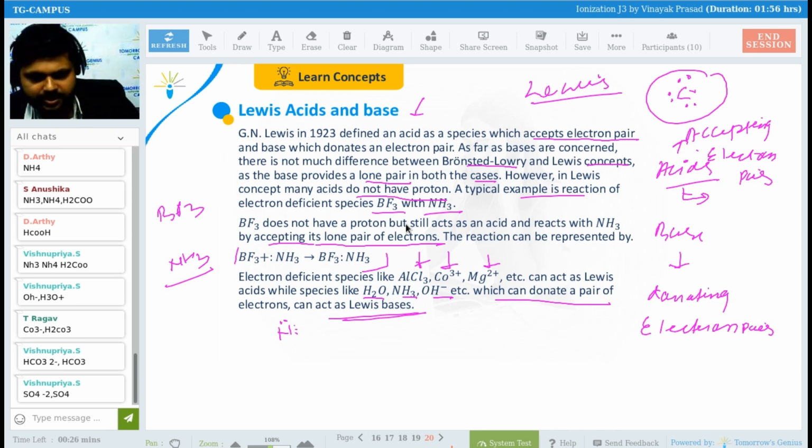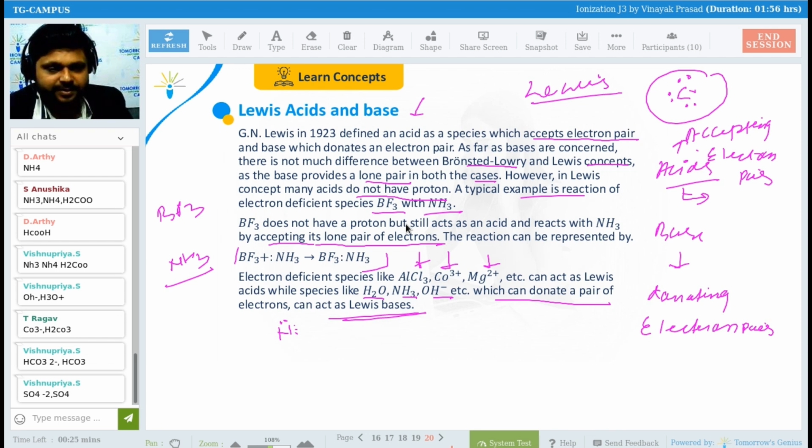So what we can say about this? One will be donating their electron pair, and one will be accepting the electron pair, right? So if it is accepting the electron pair, then will it be an acid or a base? If you accept, it is an acid, sir. Are you sure? Yes, sir.